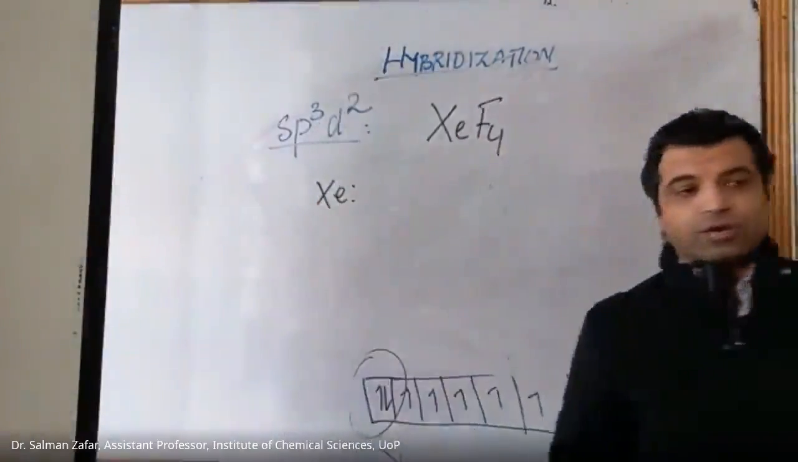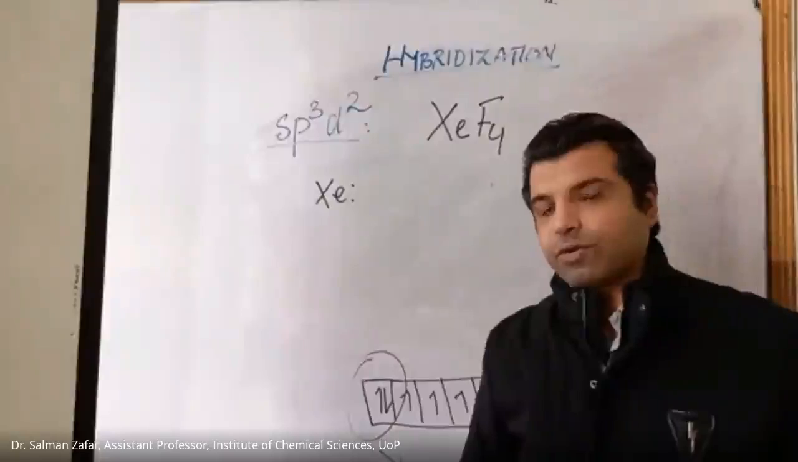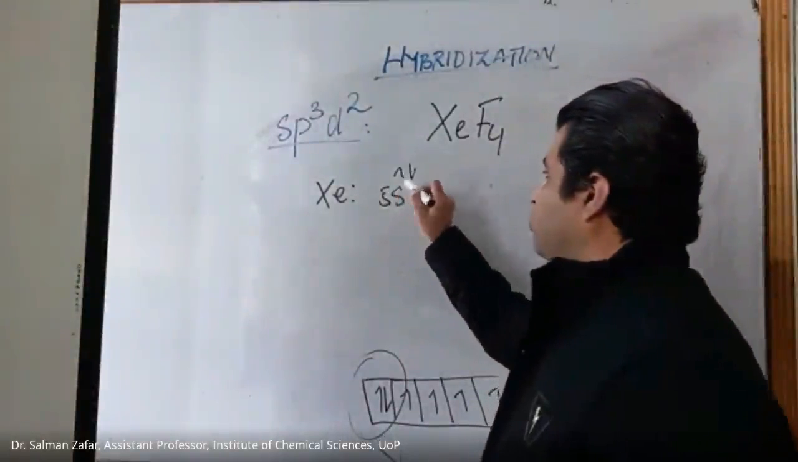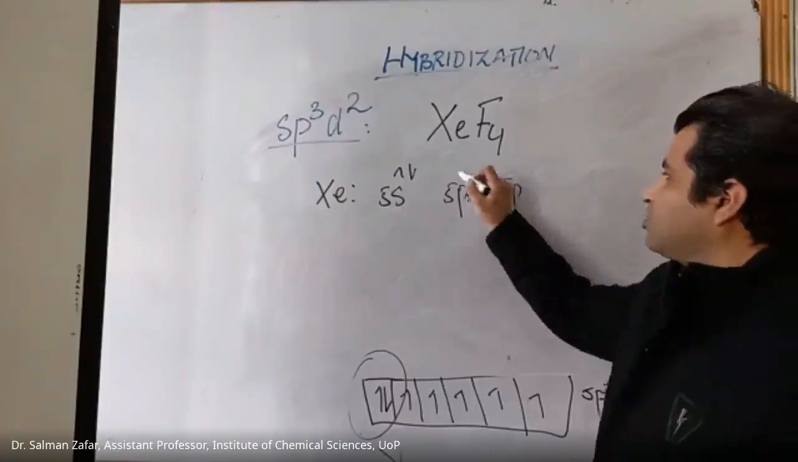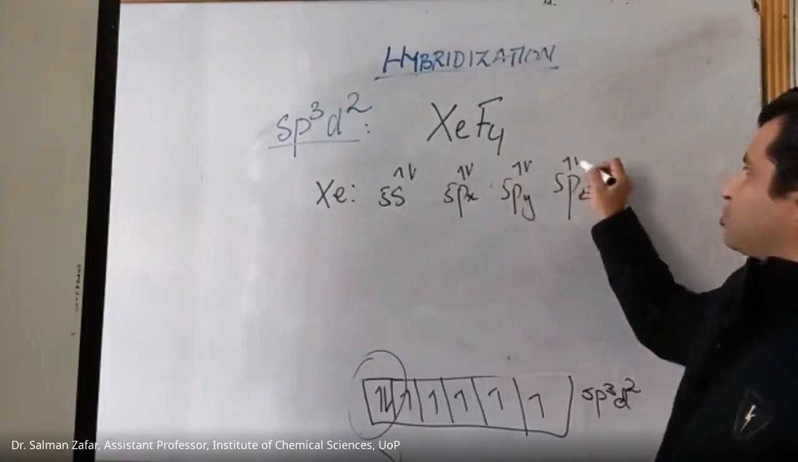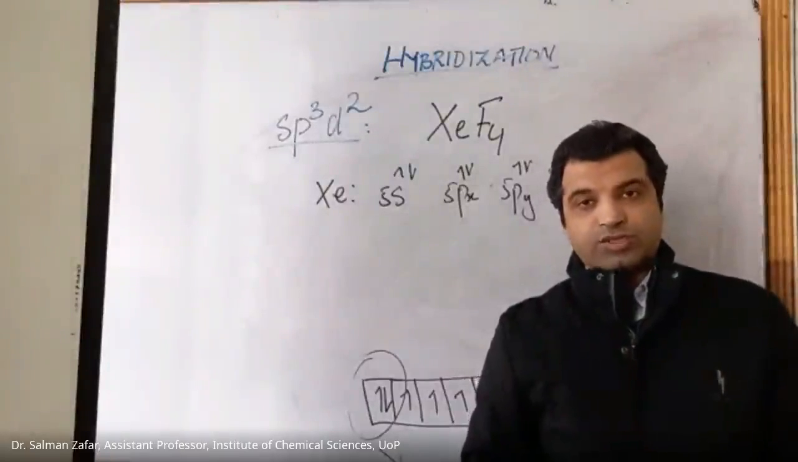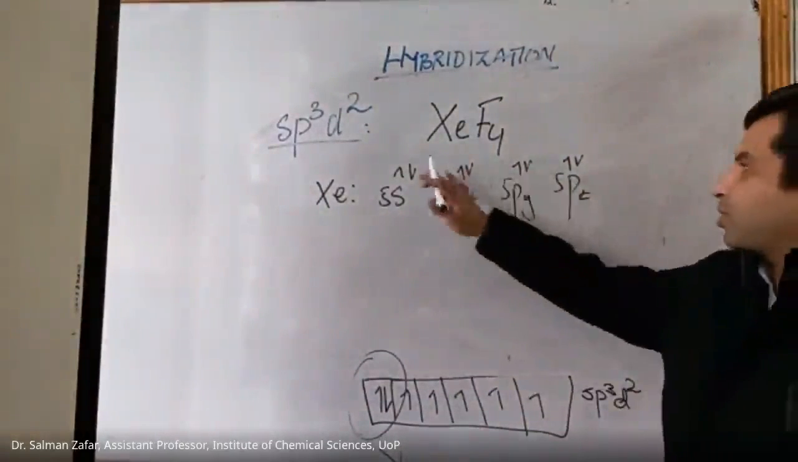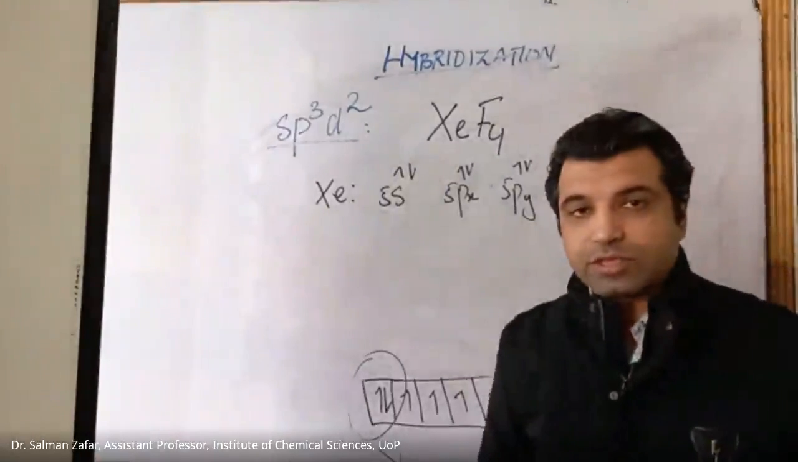Let's see the electronic configuration of xenon. Again, it belongs to the fifth row. So the valence shell electronic configuration will be 5s2 5px2 5py2 and 5pz2. Xenon has 8 electrons in the valence shell because it belongs to group 8, and you can count them here. And then we have the 5d orbitals that are empty.